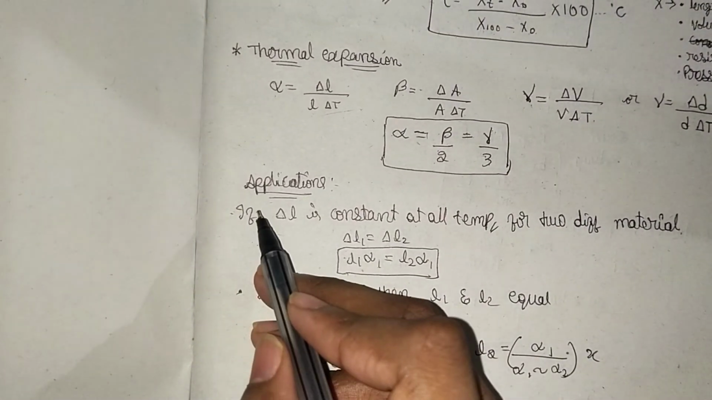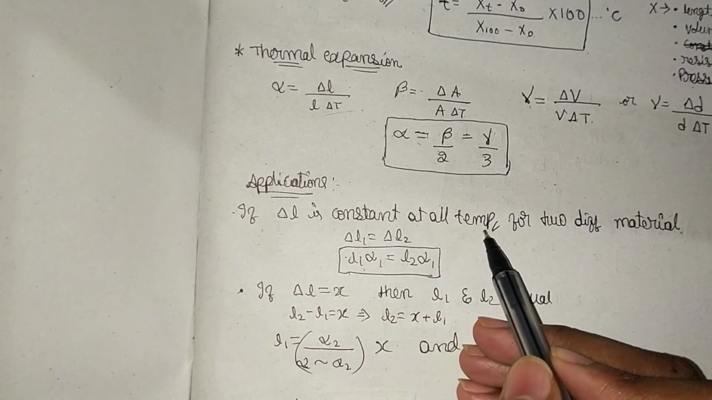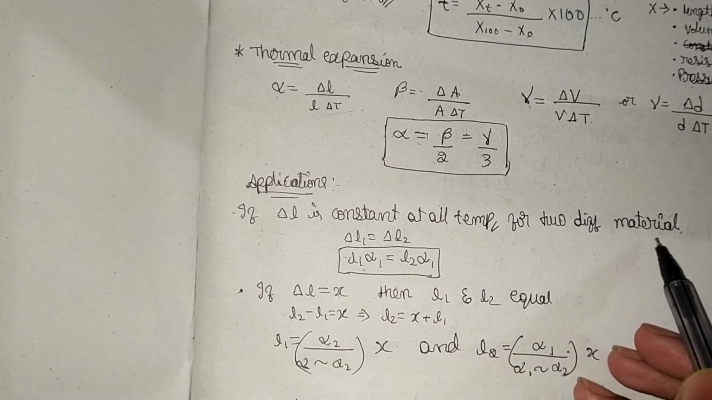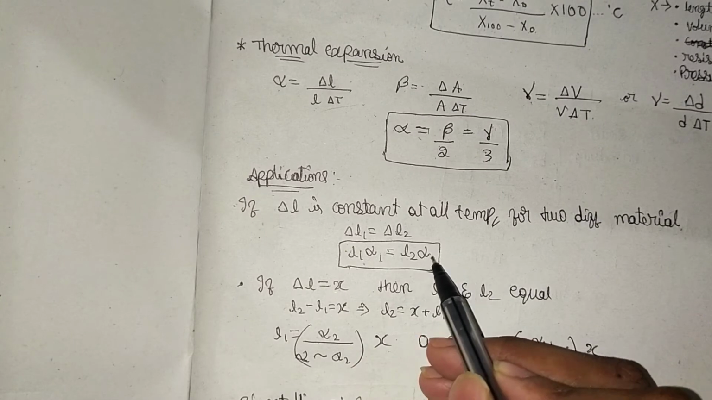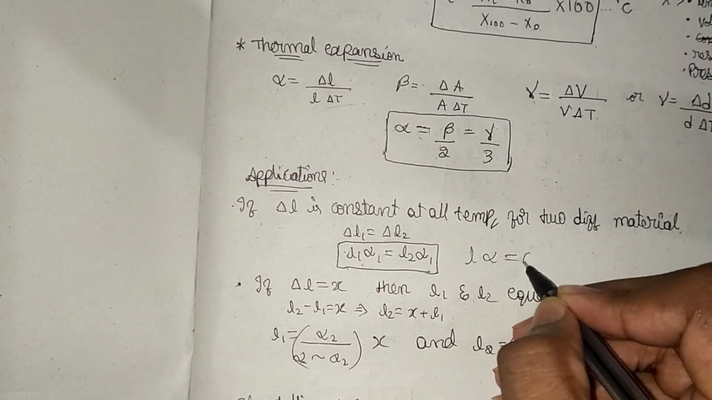Now the application of this thermal expansion: if delta L is constant at all temperatures, that is, delta L becomes the same for two different materials with alpha 1 and alpha 2, then L1 alpha 1 is equal to L2 alpha 2, that is, L alpha becomes constant.